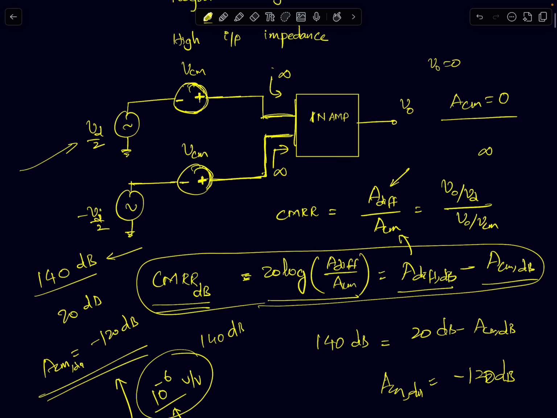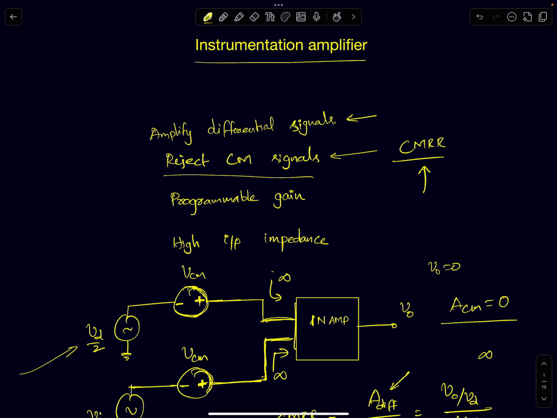So instrumentation amplifiers are a class of amplifiers. Their goal is to amplify differential signals but completely reject the common mode signals. They are mainly used in applications where the differential input signals come with a huge common mode component.